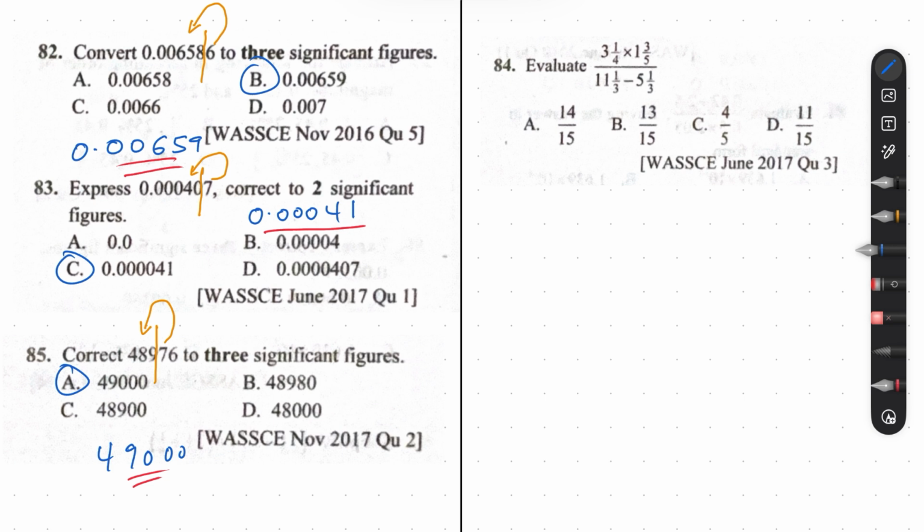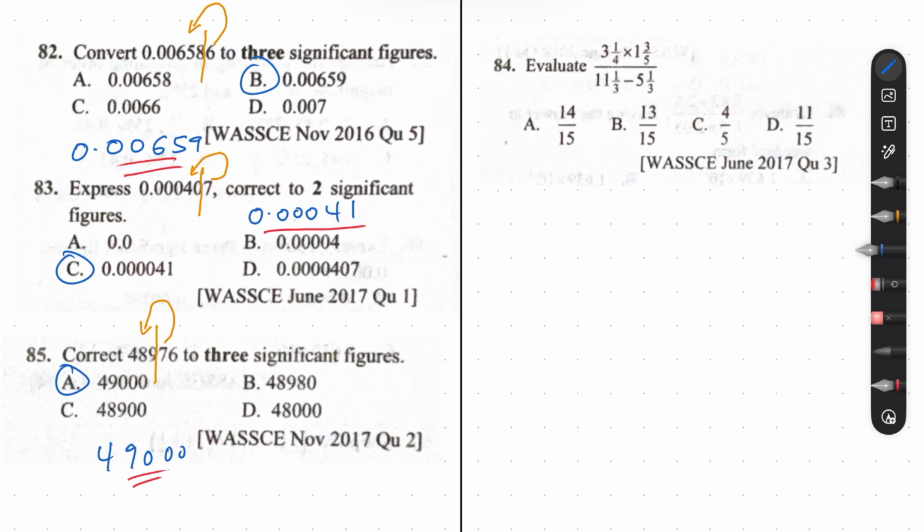Let's move on to question number 84. So we just need to simplify. It says we should evaluate this expression. As usual, we just take it one by one. If you're in an exam, just put this in the calculator. If it's an objective question, put it in the calculator. Okay, so let's solve it. We change our mixed fractions into improper fractions. Okay, and this and this. And we know that this line is simply division. Okay, so let's write it.